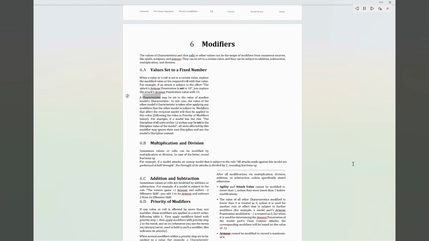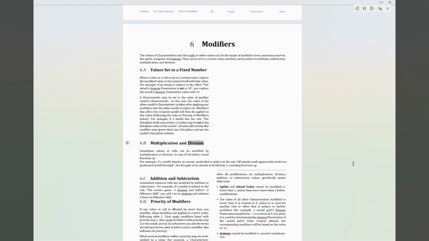A characteristic may be set to the value of another model's characteristic. In this case, the value of the other model's characteristic is taken after applying any modifiers that the other model is subject to. Modifiers that affect the recipient model will then be applied to this value, following the rules in priority of modifiers below. For example, if a model has the rule, the discipline of all units within 12 inches may be set to the discipline value of the model. All units affected by this modifier may ignore their own discipline and use the model's discipline instead.